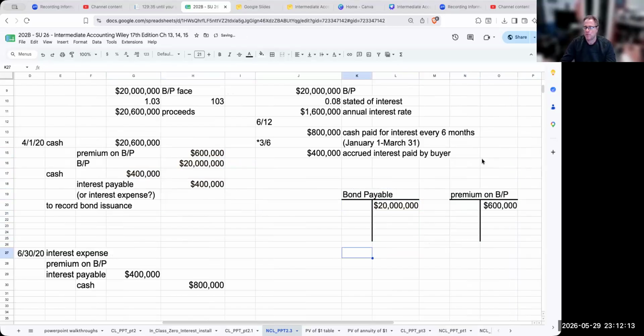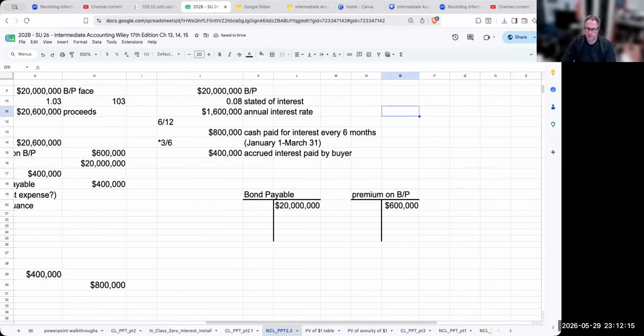Now, when we were doing our balance sheet, we have non-current liabilities as of 4/1/20. We're going to have current liabilities, which would be the interest payable. Interest payable would be that 400,000. For the non-current liabilities, you're going to have your bond payable of 20 million plus the premium on bond payable of 600,000, right?